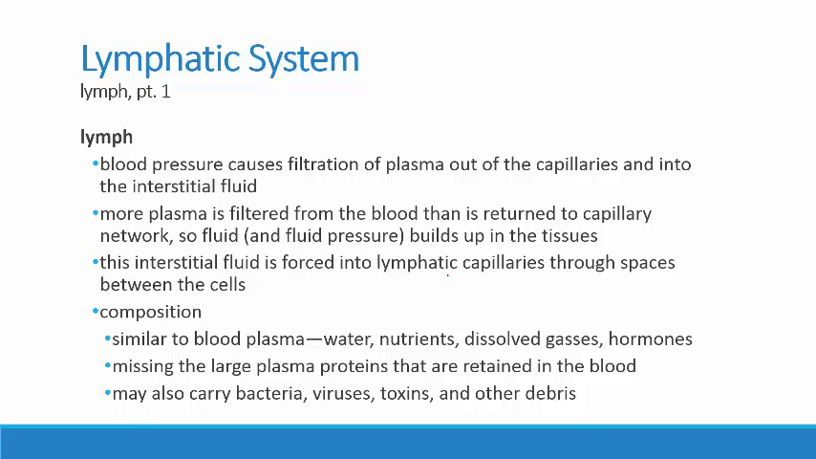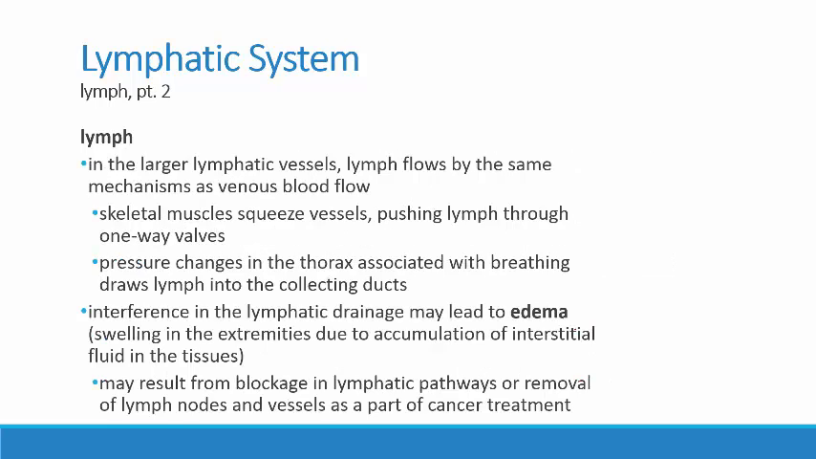It's very similar in composition to blood plasma. It's got water and nutrients, dissolved gases, and hormones, of course, and wastes, anything that would be in interstitial fluid. It doesn't have those large plasma proteins, and if there's any infection in the body or any debris in the peripheral tissue fluids, then that will also be captured. The bacteria, the viruses, whatever toxins the bacteria might have made, other debris as cells are being broken down, all that stuff will find its way into the lymph.